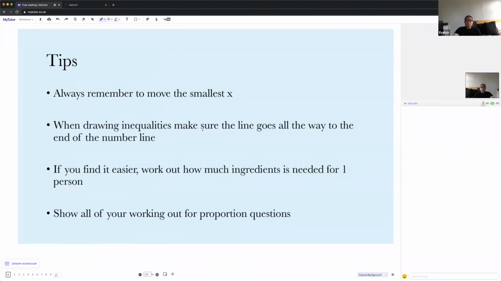Right, some tips before we start Kahoot. Always remember to move the smallest x first. When drawing inequalities, make sure the line goes all the way to the end of the number line. If you find it easier to work out how much ingredients is needed for one person, do that first. So divide by however many it's for and then multiply by how many you need. And then show your working out for all proportion questions. It's really important.